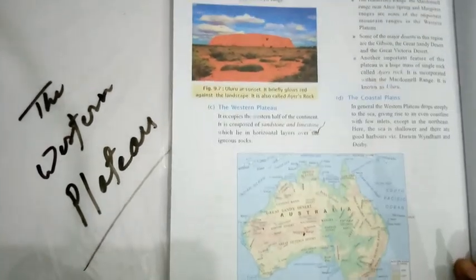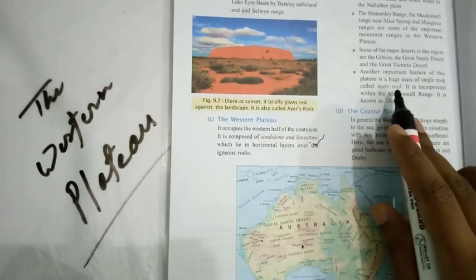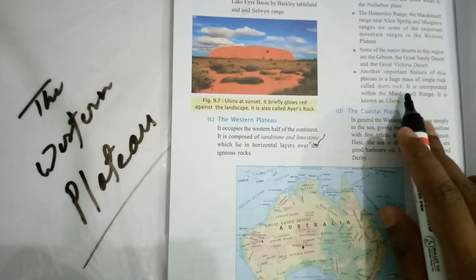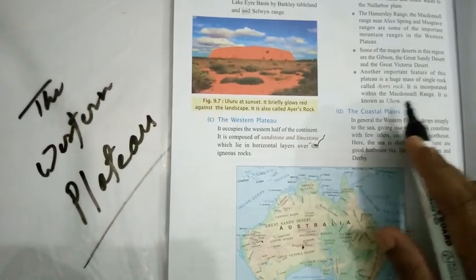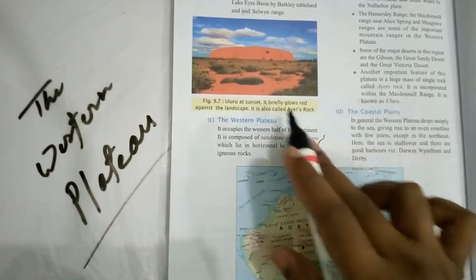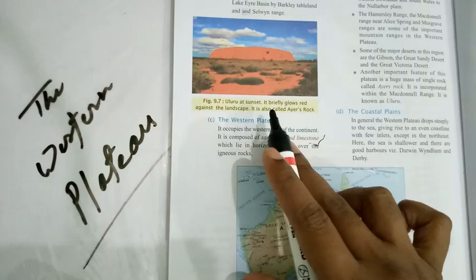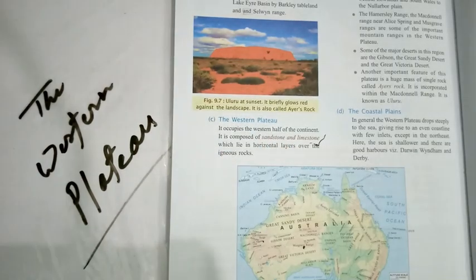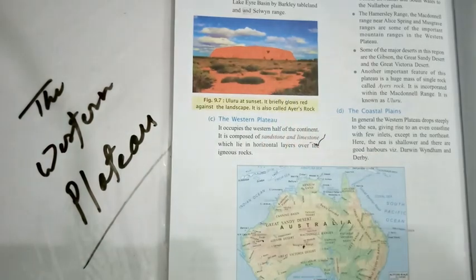Another important feature of this plateau is a huge mass of single rock called Ayers Rock. These are huge masses of single rock, found near the McDonald Range. It is also known as Uluru, which glows red at the time of sunset. These are very important as a tourist attraction.